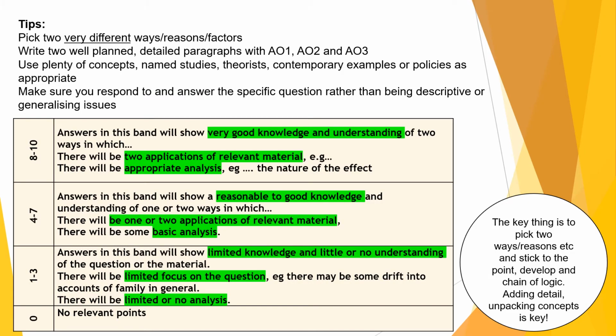So mark scheme, really quickly, just the mark scheme itself. You can see here I've highlighted the keywords: very good knowledge and understanding, 2 applications of relevant material, and appropriate analysis. They're the key things they're looking for. As you go down the list, you can see reasonable knowledge, 1 or 2 applications, basic analysis, all the way down to limited.